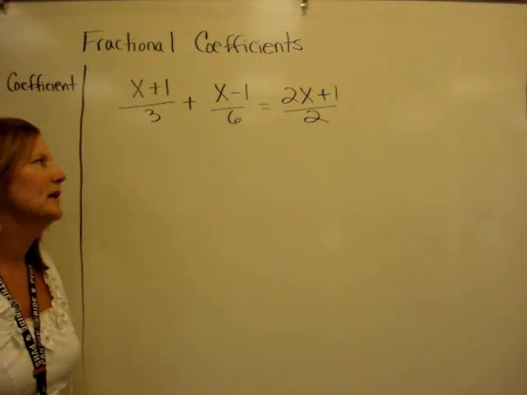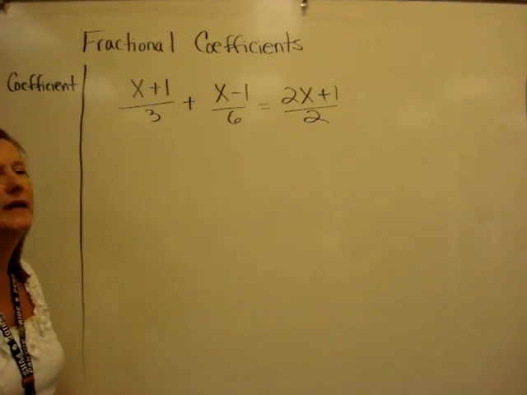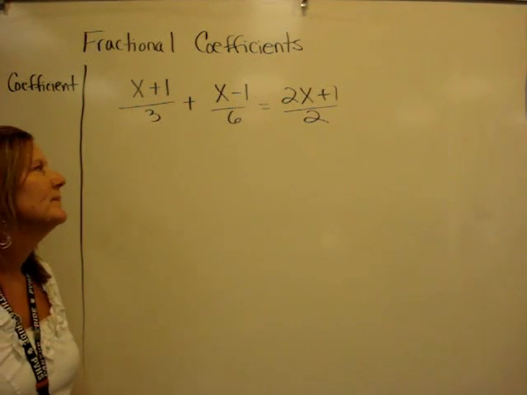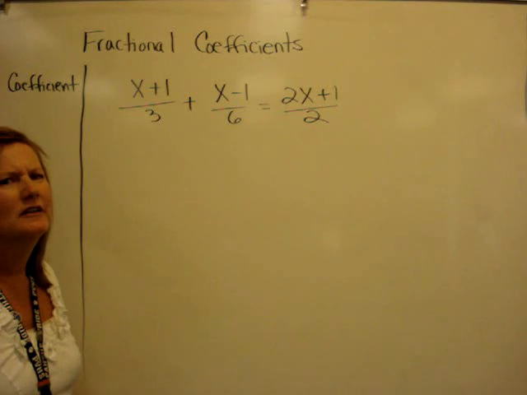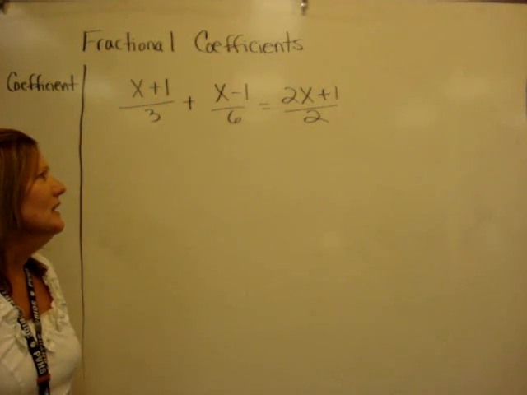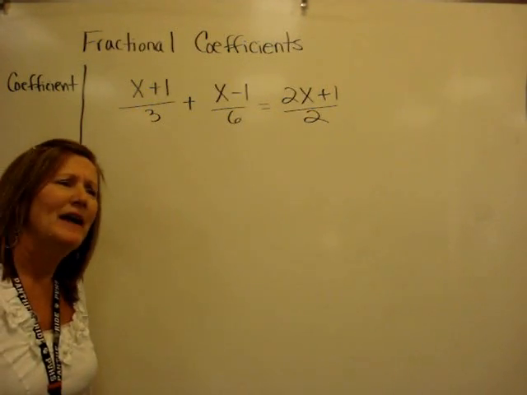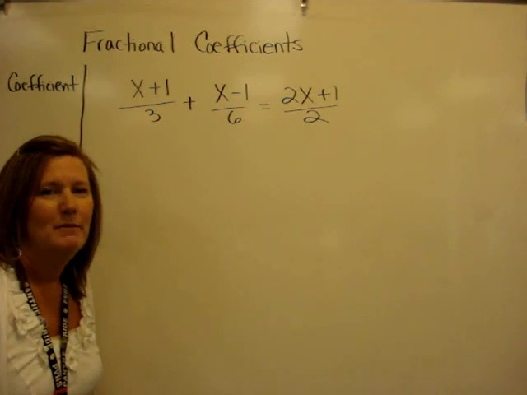Okay, so we have this example. So go ahead and get that written down. While you're writing it, I want you to think about that denominator and think of what I can multiply everything by to get rid of all the denominators.